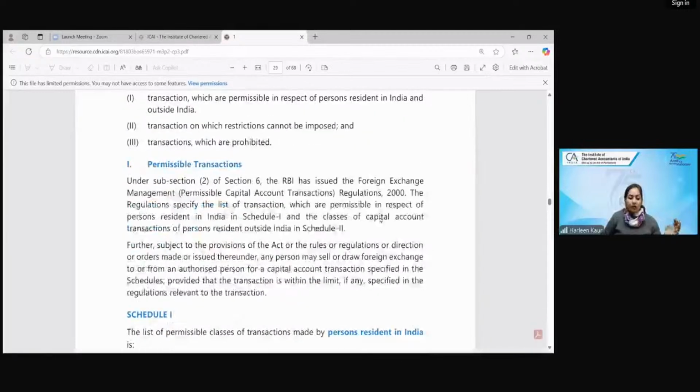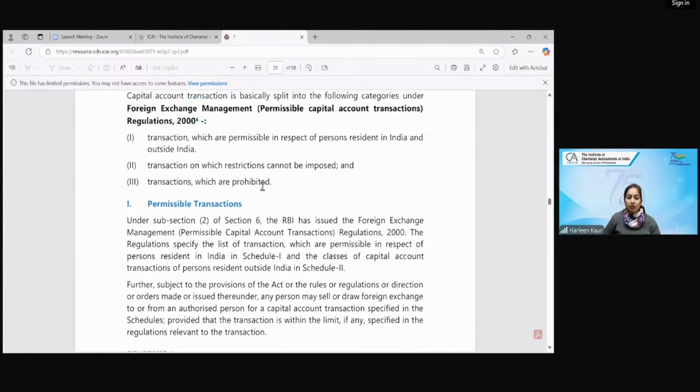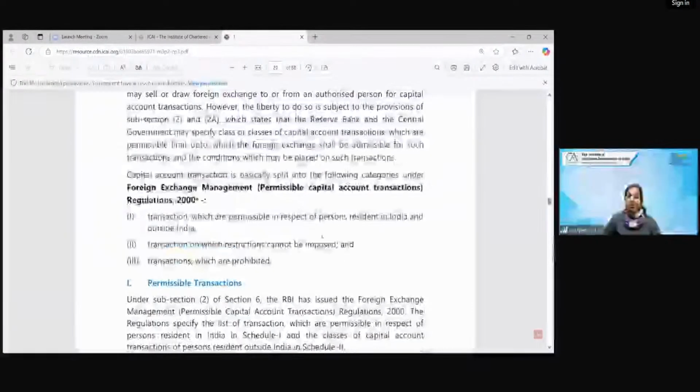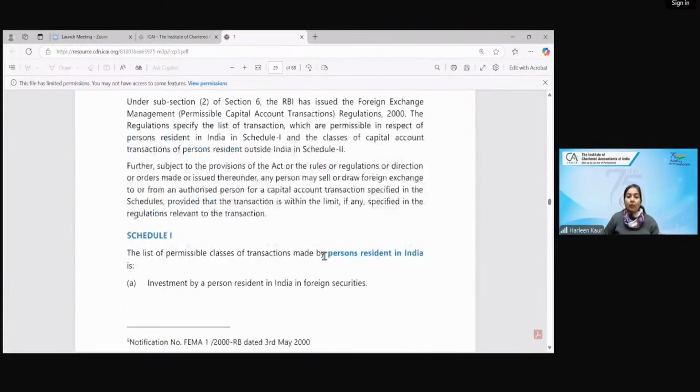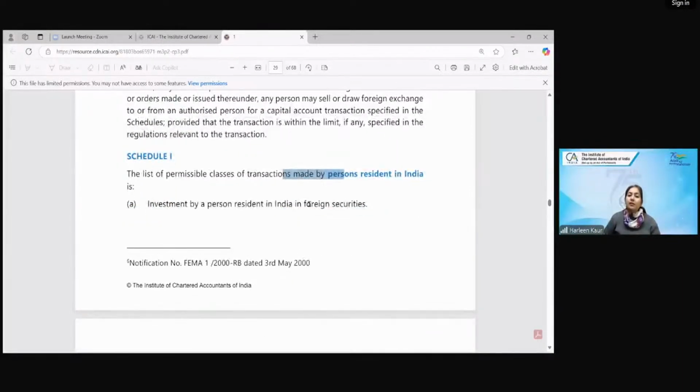Okay, now we will just quickly go through the transactions which are permissible, and the transactions on which restrictions can be imposed. Similarly, you had current account transactions. In the same way, you have capital account transactions. So what are the transactions which are permissible by a person resident in India? A person can invest in foreign securities. You can make the investment in foreign securities.